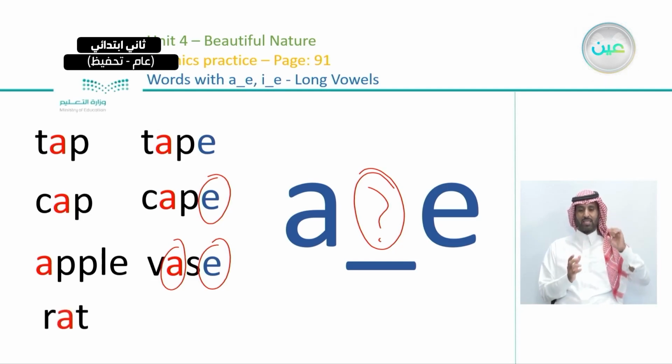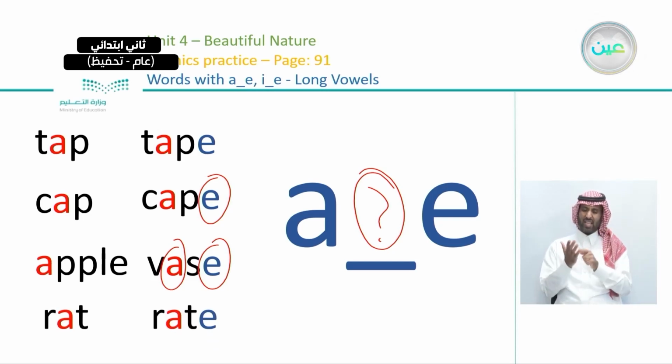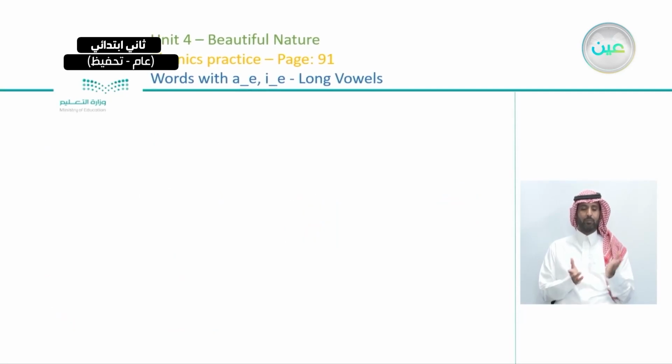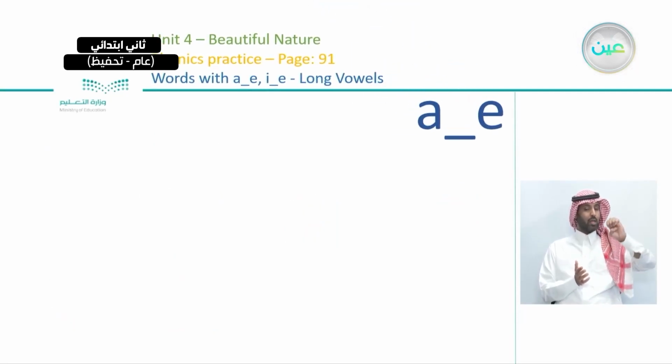After that we have this. What is this? This is rat. Excellent. Rat. And what about this? This is rate. So we have rat, rate, rat, rate. Excellent. Now we have some words you can practice with.